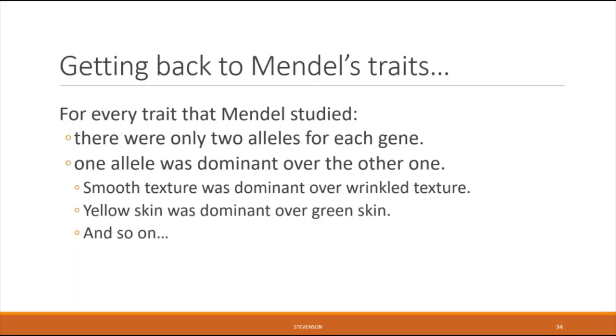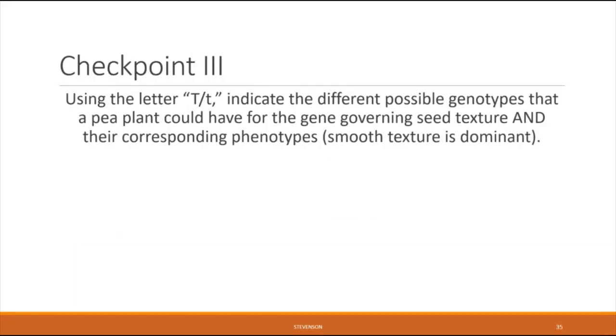So now that you have this understanding of how inheritance works in our modern terms, let's go back and think about Mendel's peas. And using the letters capital T and lowercase t, I want you to tell me what are the possible genotypes that a pea plant could have for the gene governing seed texture. And in addition to that, tell me what the phenotype would be that would come from each of these different genotypes. And remember that smooth texture is the dominant one and wrinkled texture is recessive. So to summarize, what are all the possible genotypes that a plant can have for seed texture, and what are the phenotypes that correspond with them?